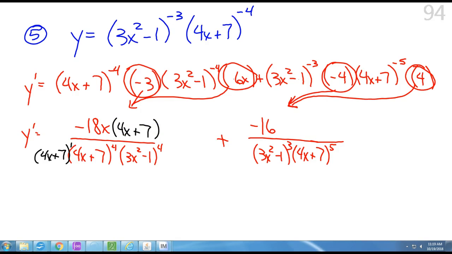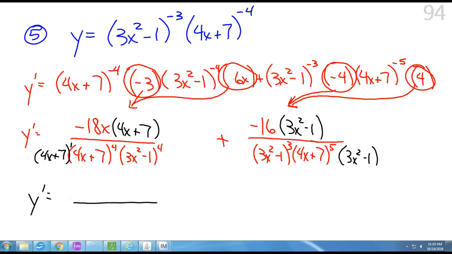I'm going to multiply 18 times 7. Alright. 3x squared minus 1. I got 4 of them there and 3 of them there. So I need another 3x squared minus 1 there, which means I need one on the top also. And now my denominators are all set.